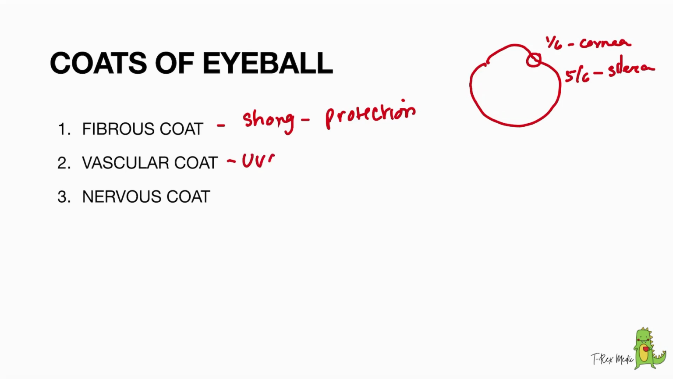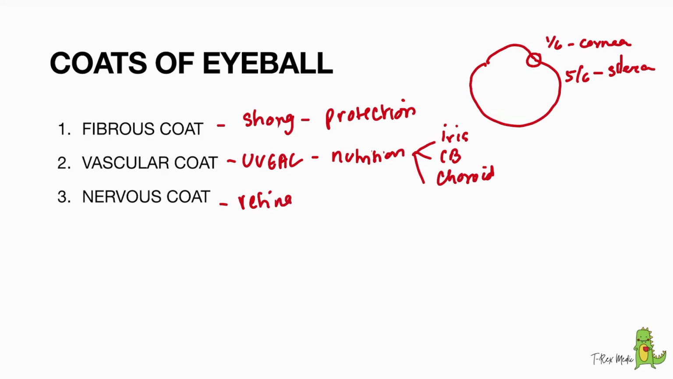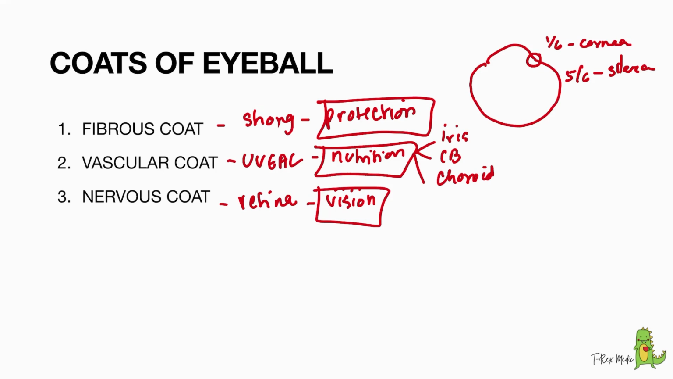Coming to the vascular coat, it's also called the uveal coat or uveal tissue, and its main function is nutrition. It has three parts: the iris, ciliary body, and the choroid. The nervous coat chiefly comprises the retina. It has visual functions, and the optic nerve projects to the visual cortex through the visual pathway. So the function of the nervous coat is vision. Revising: function of the fibrous coat, protection; function of the vascular coat, nutrition; function of the nervous coat, vision.